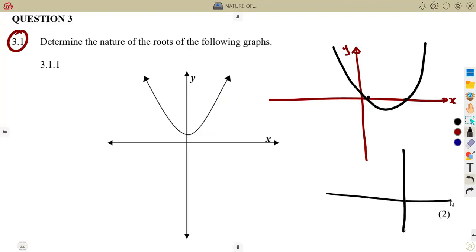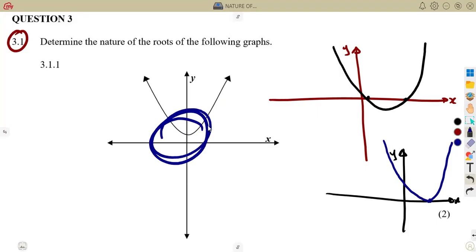Yes, it can even pass through the x-axis at one point. It can have that condition where it just touches and bounces back at this point. But this one does not even cross the x-axis.